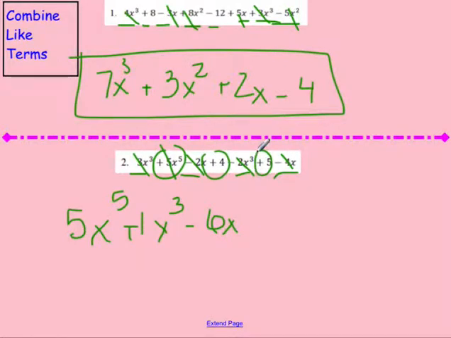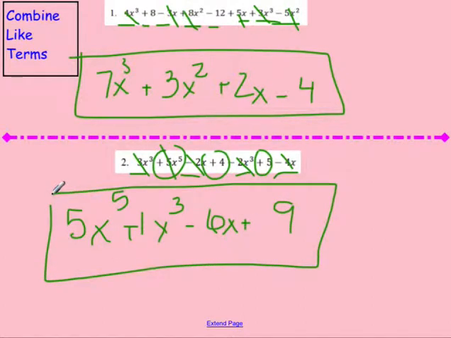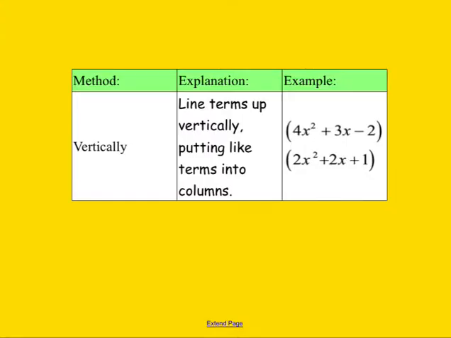Finally, for numbers, we have 4 plus 5 at the end, and 4 plus 5 is going to give you 9. So my exponents are going in descending order, and all my like terms are combined. So this is in standard form. So let's take a look.